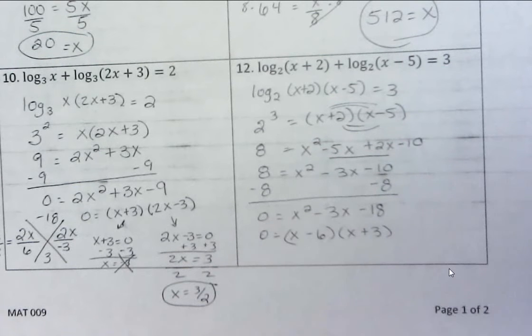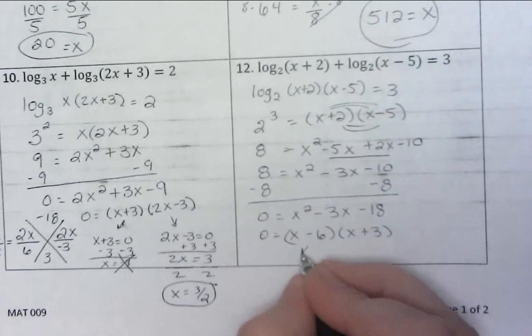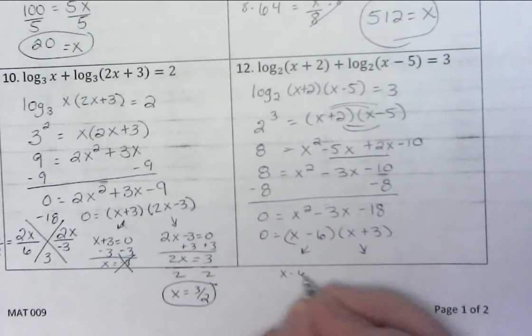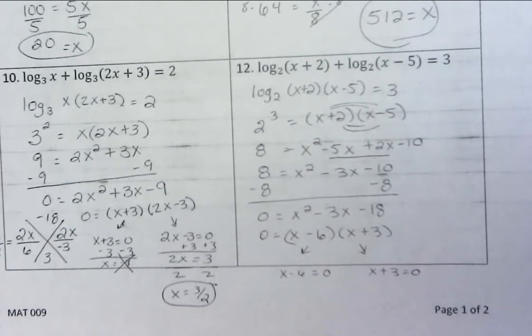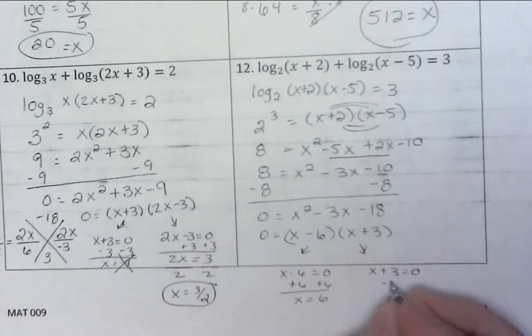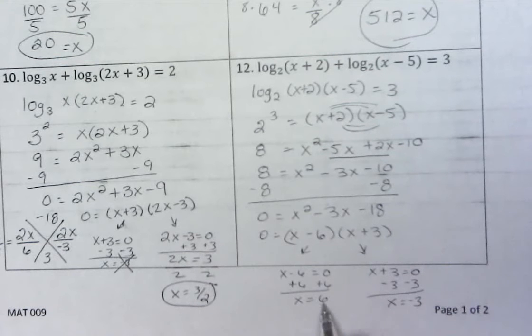And then set each of those equal to 0. So x minus 6 equals 0, x plus 3 equals 0. Add 6 to both sides, minus 3 on both sides, and you get answers of 6 and negative 3.